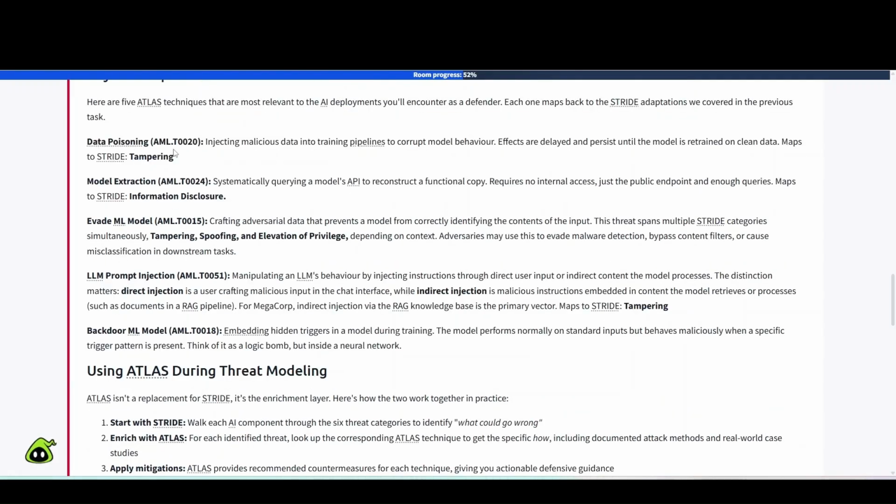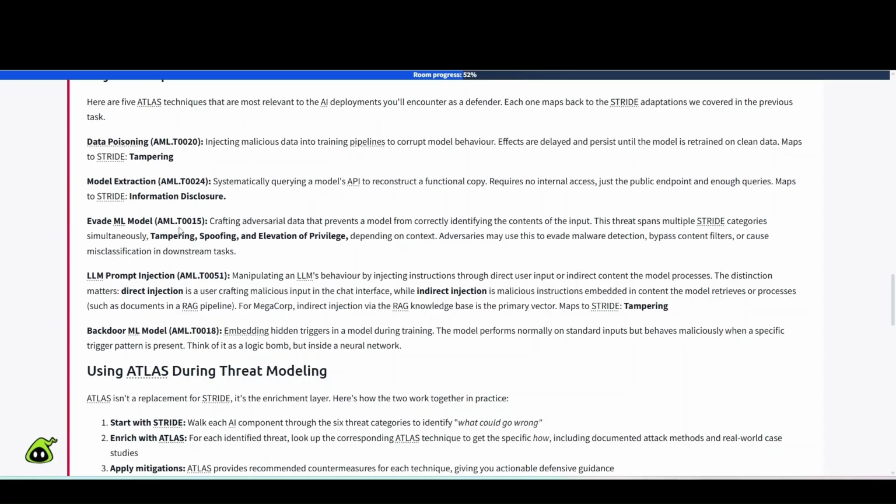Data poisoning, AML.T0020, injecting malicious data into training pipelines to corrupt model behavior. Effects are delayed and persist until the model is retrained on clean data. Maps to Stride tampering. Model extraction, AML.T0024, systematically querying a model's API to construct a functional copy. Requires no internal access, just a public endpoint and enough queries. Maps to Stride information disclosure.